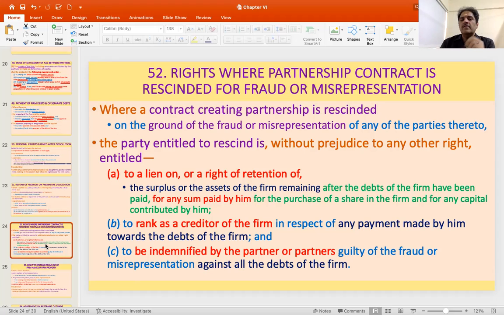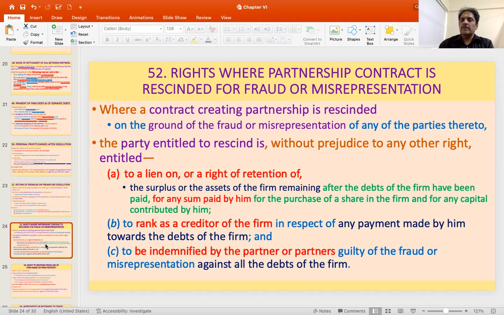So what will happen to the business that is done, and what will be the position of the persons who are affected by the fraud by being participants in the partnership firm, is what section 52 talks about. Here, where a contract creating partnership is rescinded on the ground of fraud or misrepresentation of any of the parties thereto, the party entitled to rescind is, without prejudice to any other right, entitled to a lien on or a right of retention of the surplus or the assets of the firm.